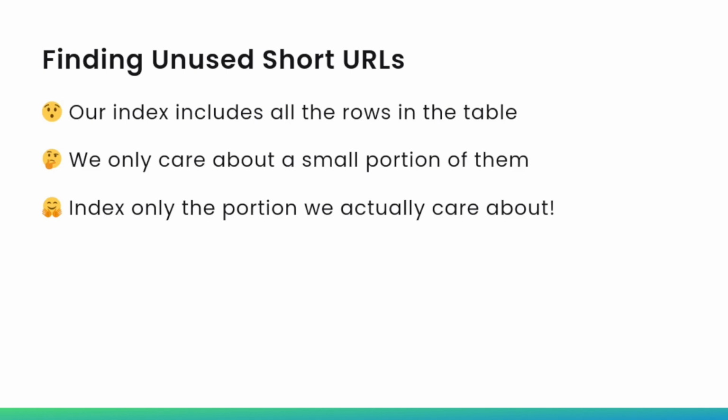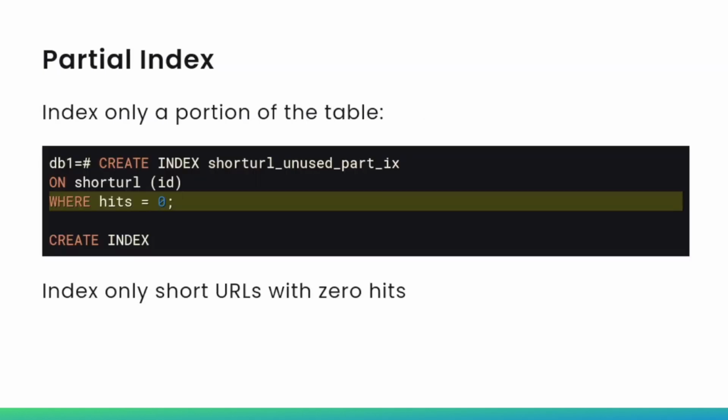Now, if you go back to our index, you say, wait, we have an index that includes all the rows in the table, 100% of the rows. But we only care about a very small portion. We just saw that we only care about these 98 rows, and we don't expect that ratio to be significantly larger in the future. So what if we could just index the portion of the table that we actually care about? Lucky for you, we can. Let's see what it looks like.